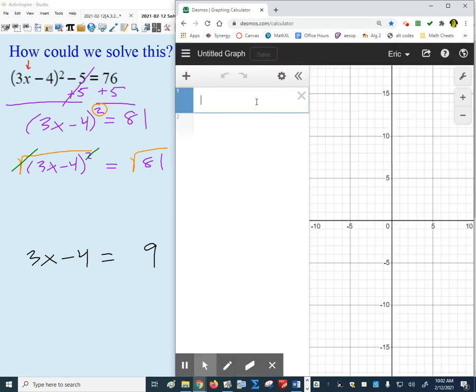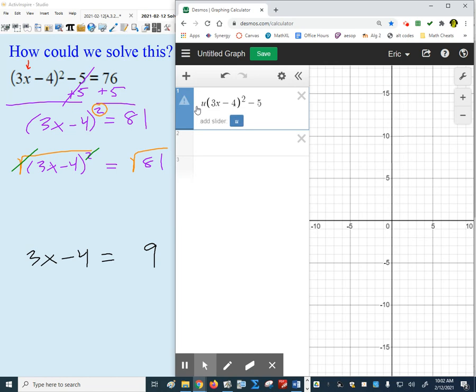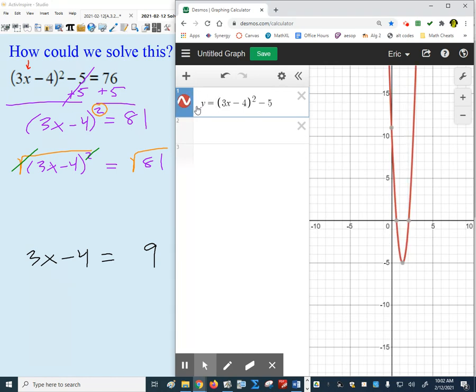So here's our original equation, the quantity 3x minus 4 squared minus 5. So there's the function on the left. The function on the right is 76. So let's call this y equals the left side. Remember how we can do this trick? We can do y equals the right side, and we're just looking for the points of intersection, right?